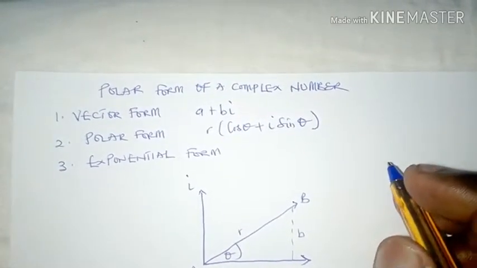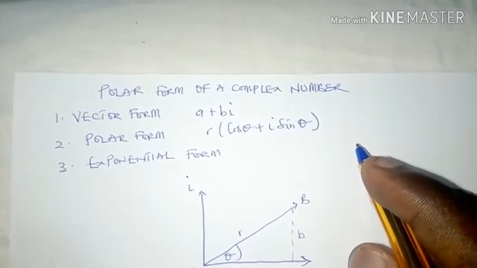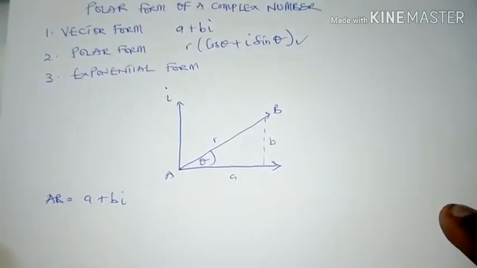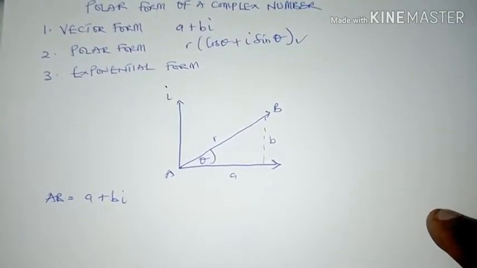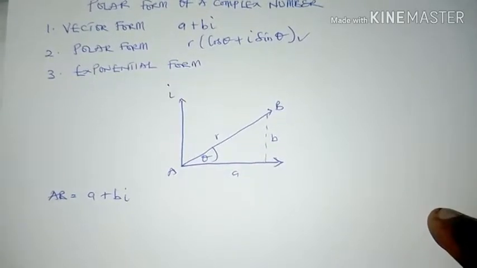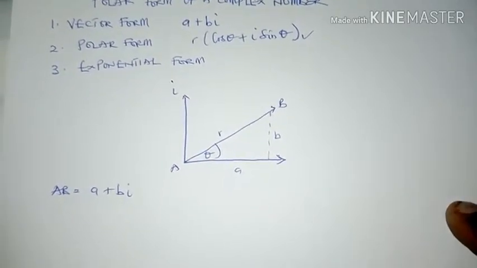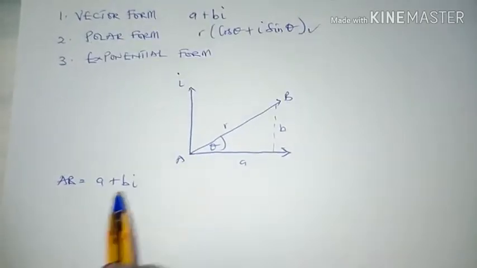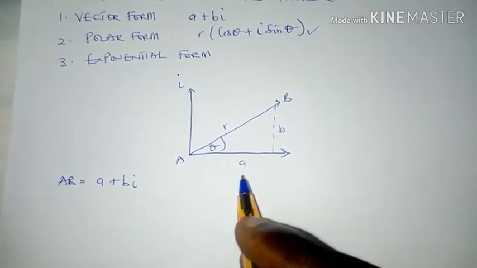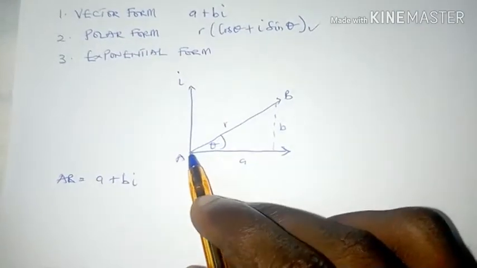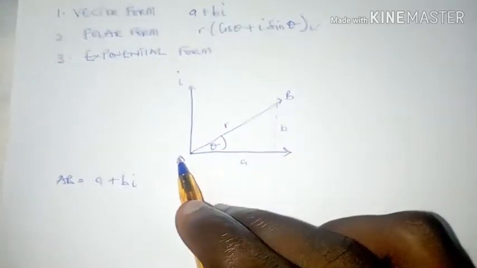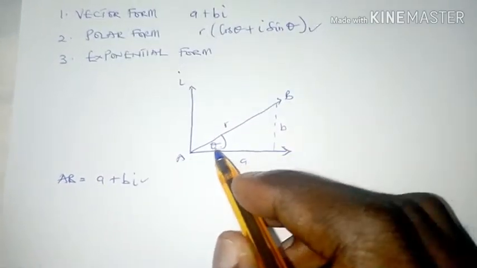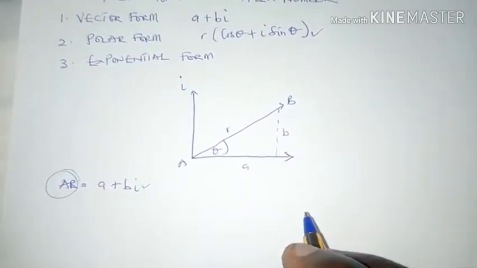Alright, so let's see how they came across this polar form. Now I'm going to use this Argand diagram to illustrate how we actually represent a complex number in the polar form. Now there's a complex number in the vector form where it's a plus bi. R here represents the length of this vector, which is AB over here.